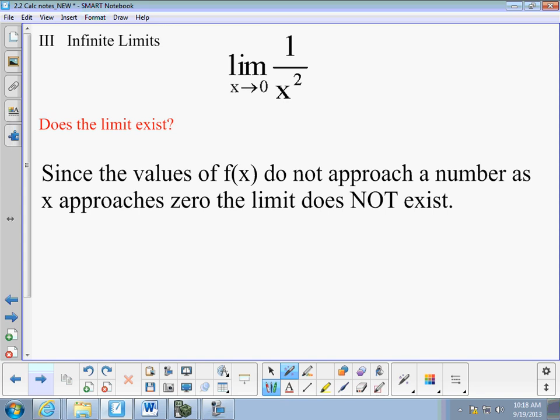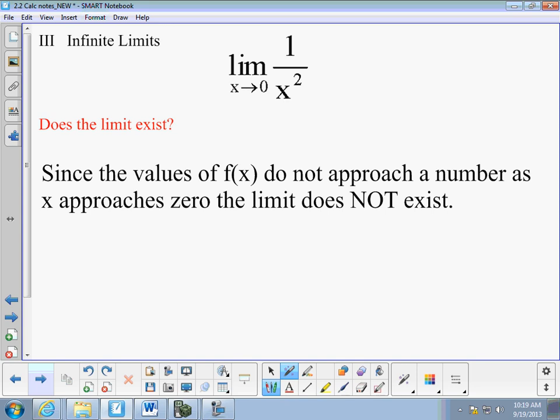If it was getting closer to 10, I could say 10. Infinity is not a number you can get closer to. It's always infinitely far away from you. It's not something you can get closer to. No matter how many steps forward that you take, it gets farther away. Since the values of x do not approach a number as x approaches 0, the limit does not exist. It's got to approach a number, and it's not. It's getting bigger and bigger and bigger. Have I made my point? Bigger. So if it doesn't approach a value, the limit doesn't exist.